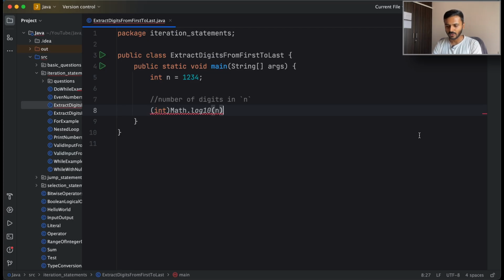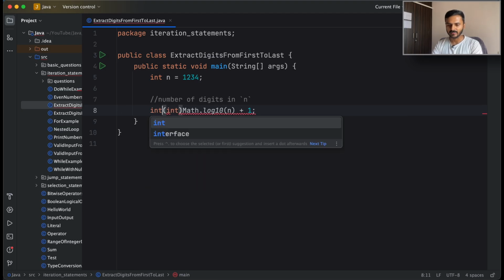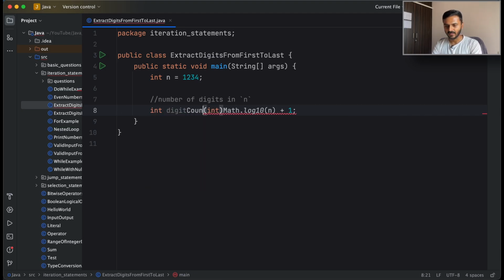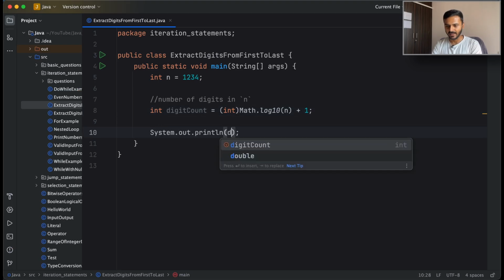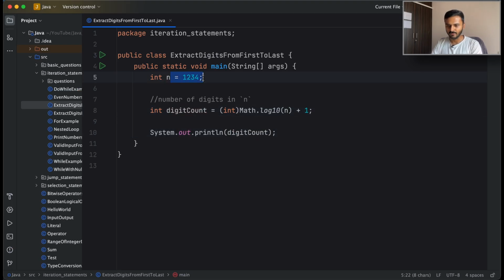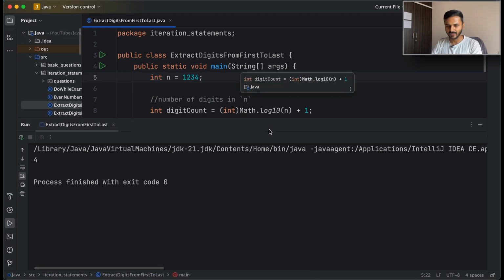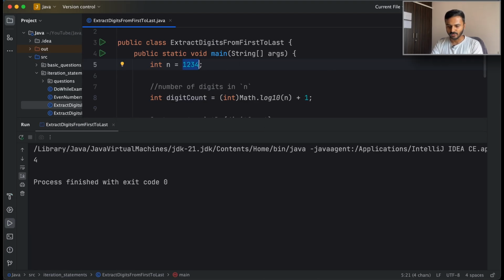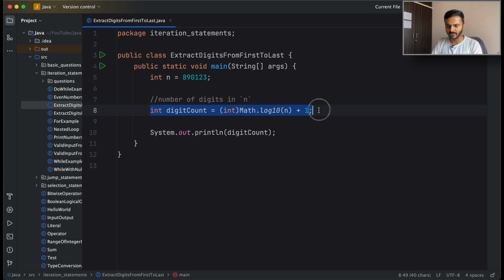Now, to get the number of digits, we go for a +1, and we will store this in a variable called, let's say, digitCount. If I print digitCount for n equal to 1234, I should get 4, and that's what I got. If I change this to, let's say, 8901223, I should get 7. And that is what we have. So this code seems to be working perfectly fine. Now let me change it back to 1234 as the value of n and continue from here. But before that, let me get rid of the println.